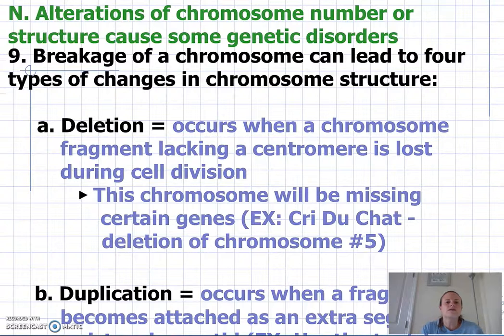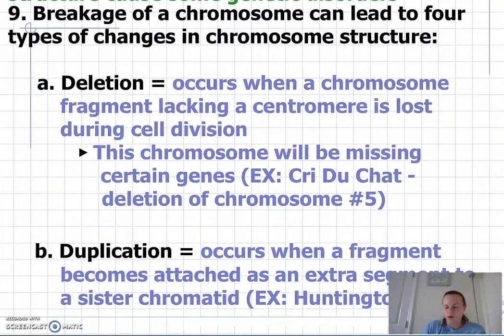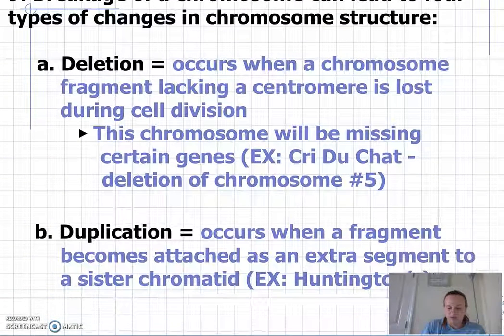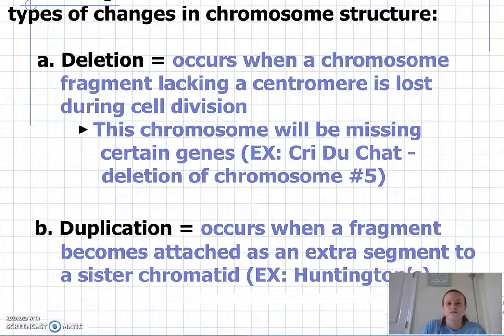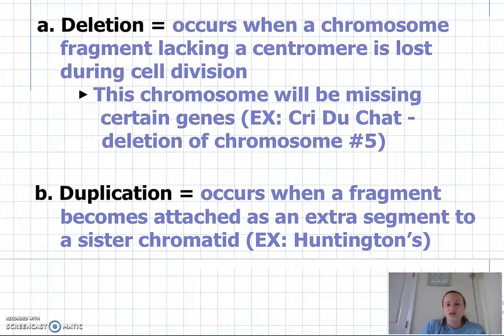There are some alterations, such as breakage, that occurs in a chromosome that can lead to 4 different types of changes in chromosome structure. So now we're talking about mutations. So deletion occurs when part of a chromosome is missing. It's deleted. For example, Cri-du-chat, which is the deletion of chromosome number 5.